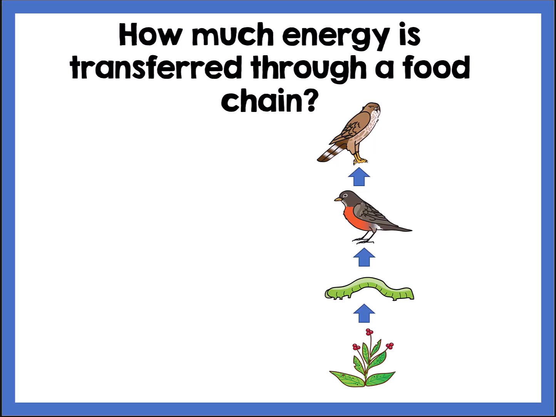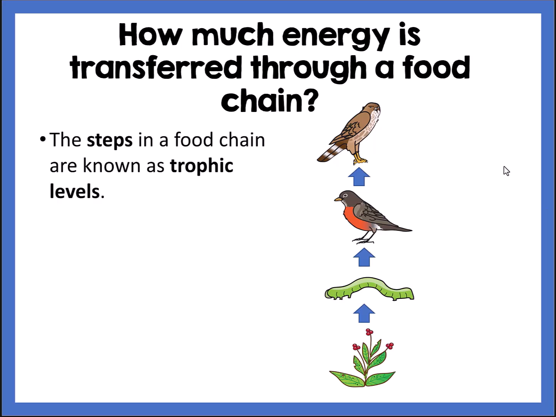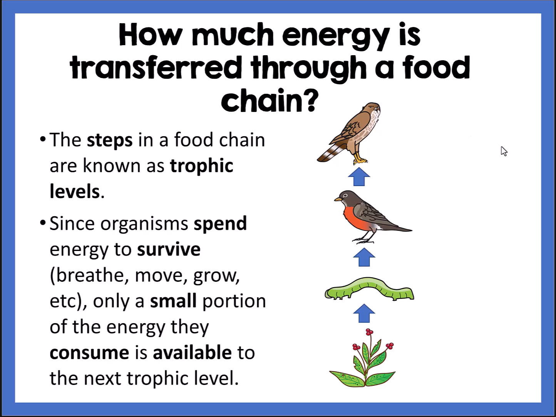All right, let's continue with our discussion of how energy is transferred through a food chain. So the steps in a food chain are known as trophic levels. So here's a trophic level, this is another, and this is another. So we have 4 trophic levels in this food chain.